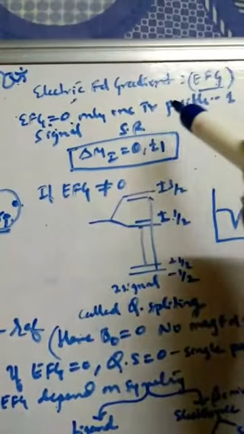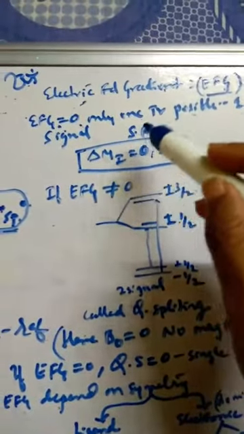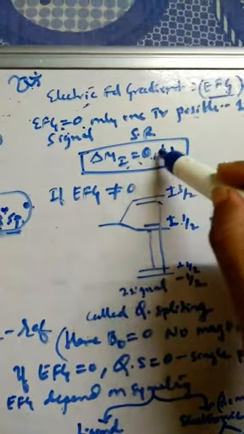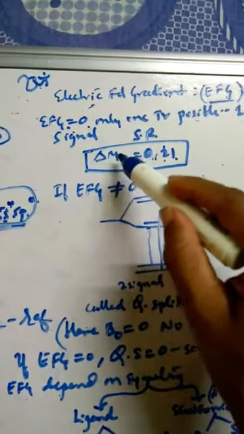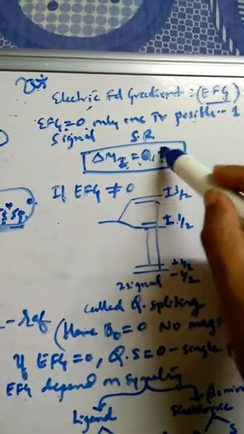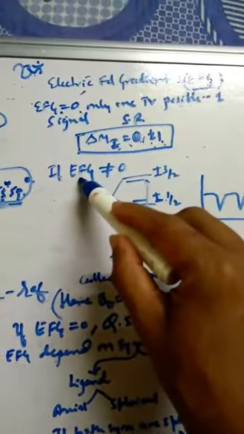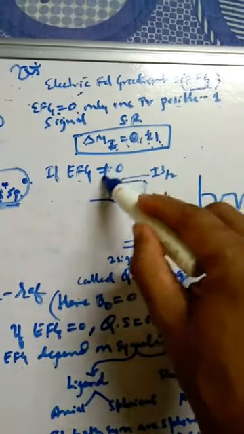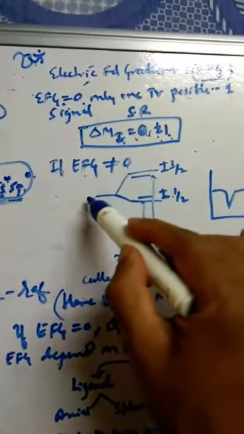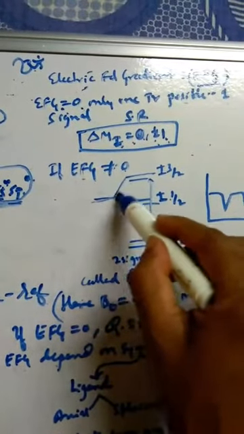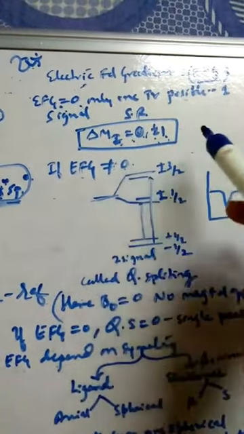The selection rule for this is delta mI equal to 0 or plus or minus 1, that is the mI value, like ms. So it should be either 0 or plus or minus 1. This is the selection rule. Now, if the electric field gradient is not equal to 0, then splitting takes place. What will happen if the electric field gradient is not equal to 0?